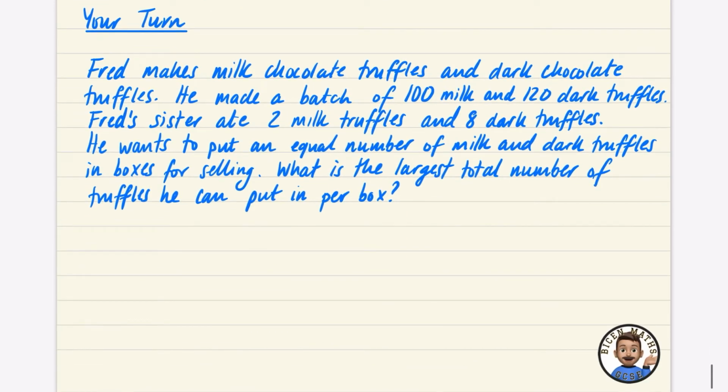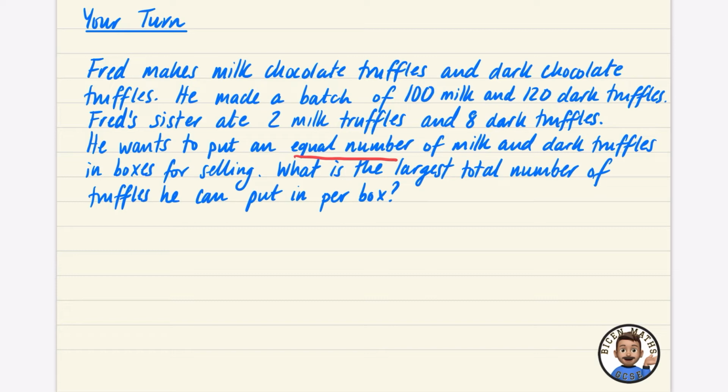So here's your turn. It says here, pause the video, I would recommend, and have a go, but I'm going to start doing this question. Fred makes milk chocolate truffles and dark chocolate truffles. He made a batch of 100 milk and 120 dark truffles. Fred's sister ate 2 milk truffles and 8 dark truffles. He wants to put an equal number of milk and dark truffles in boxes for selling. What is the largest total number of truffles he can put in per box?